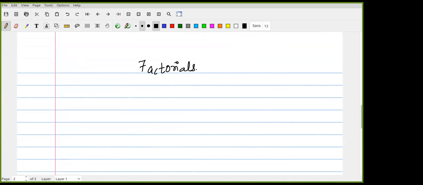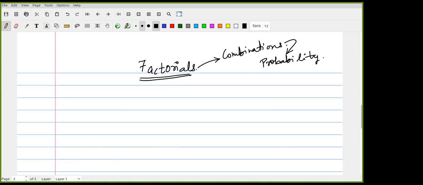Okay, so before talking about factorial, I'll just tell you why we are doing it. We are doing this for studying combinations. And then your next question should be, sir, why do we need combinations? There are problems in probability where we have to use combination. So there's a reason why we are doing factorials. This is not a very difficult idea.